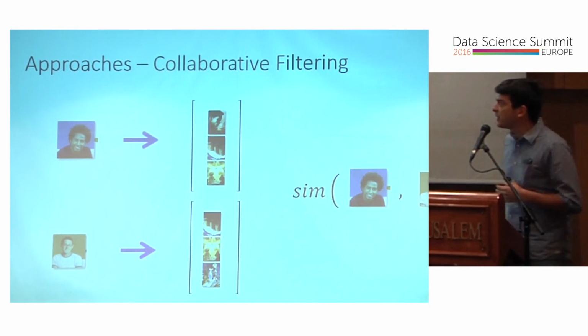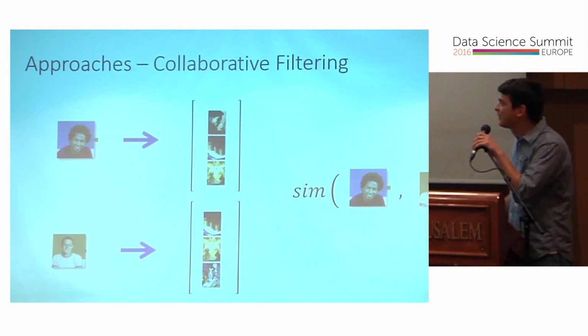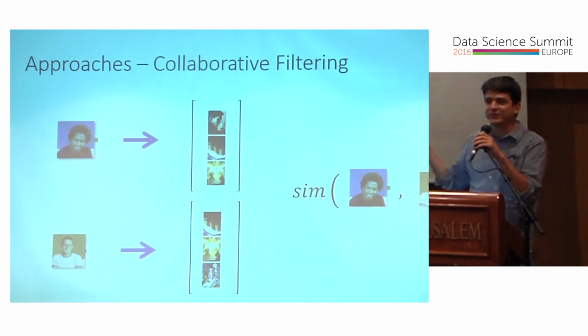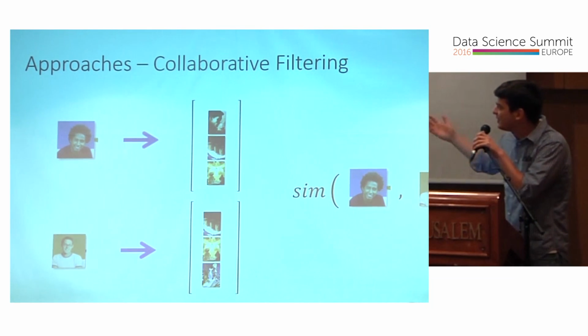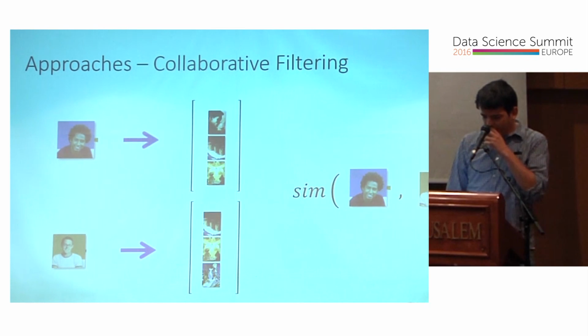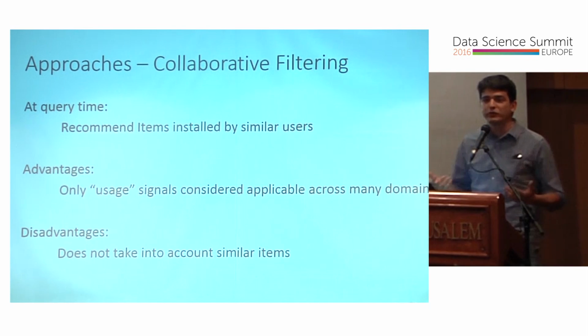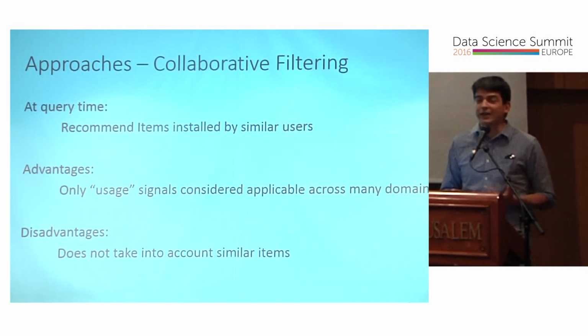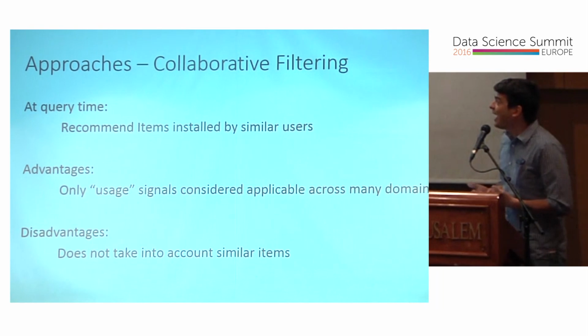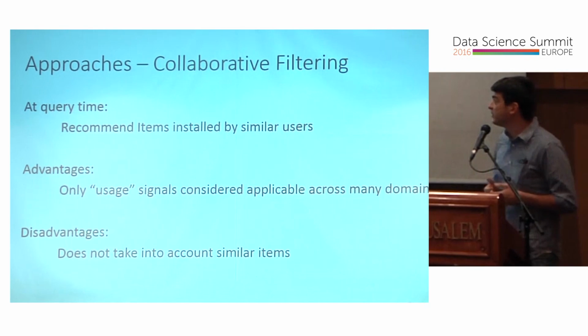So another family of approaches is called collaborative filtering. And here we represent each user in our data as a little basket of the items they've consumed. So here user 1 is represented as these 3 movies, and user 2 is represented as another set of 3 movies. I don't know if you can see, but there's an overlap. And this allows me to compute a similarity between these 2 users. So at query time, user X requests a recommendation. I simply find all those users in my system that are similar to user X according to my similarity function. And I recommend those items that those users installed.